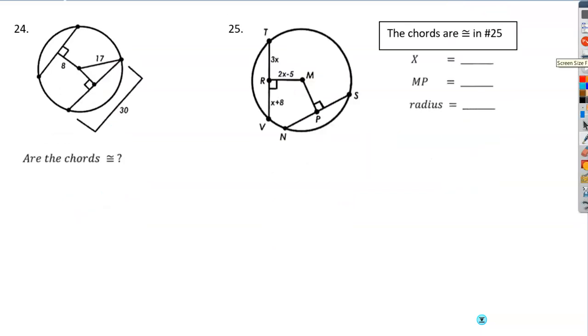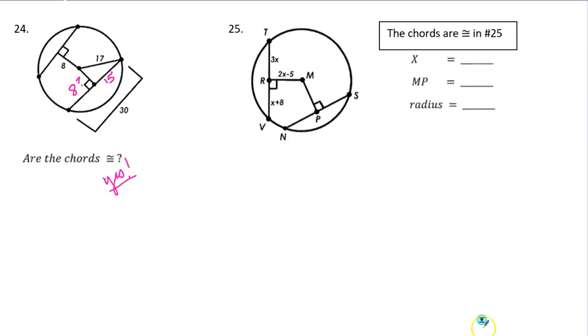Okay, in 24 it says the chords are congruent, or are the chords congruent is the question. Well, if they're congruent, then the distance from the center has to be the same. This one's 8, so we have to see if this one's 8. So the first thing, that's perpendicular, so this gets bisected, so this is 15. I can use Pythagorean to solve this, or it's a triple. It is in fact 8, so you would say, yes, they're the same distance from the center.